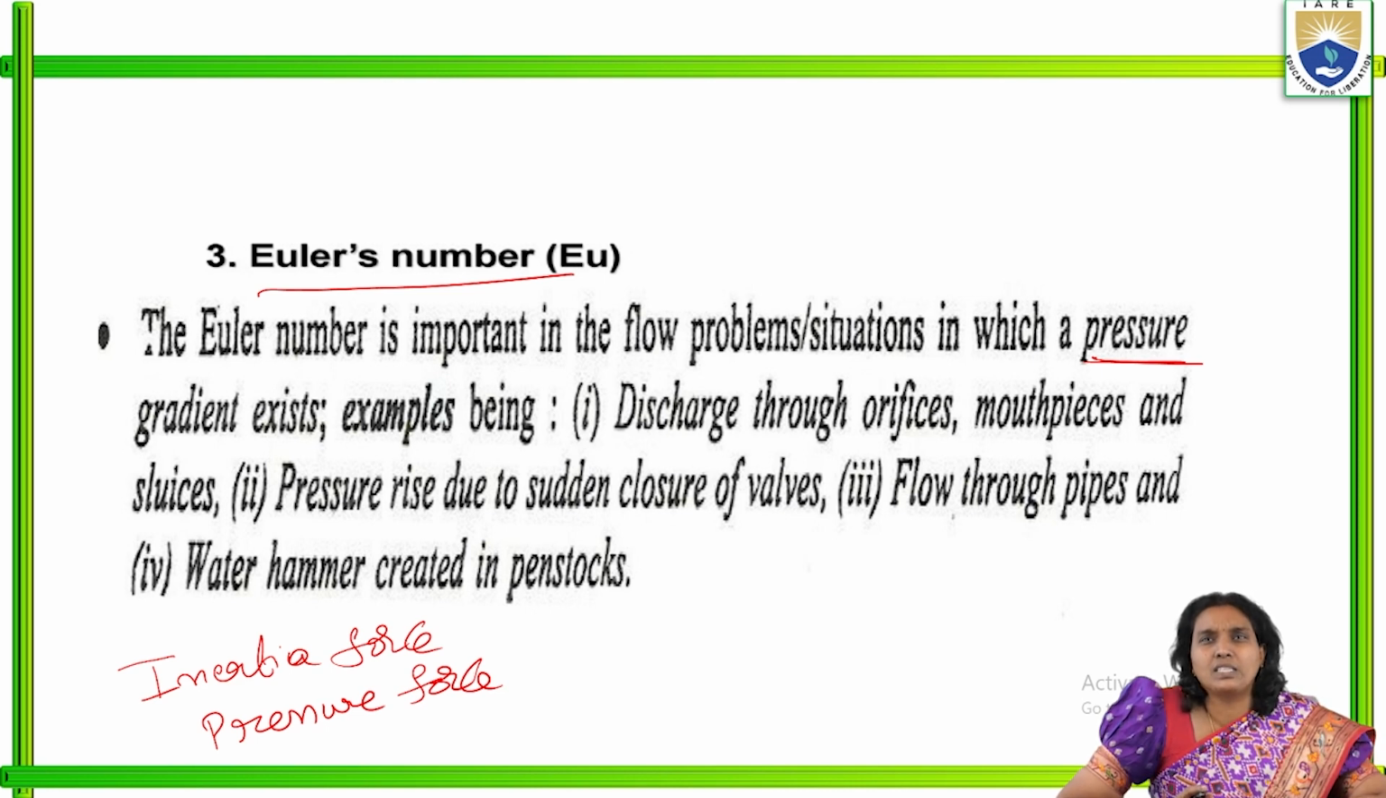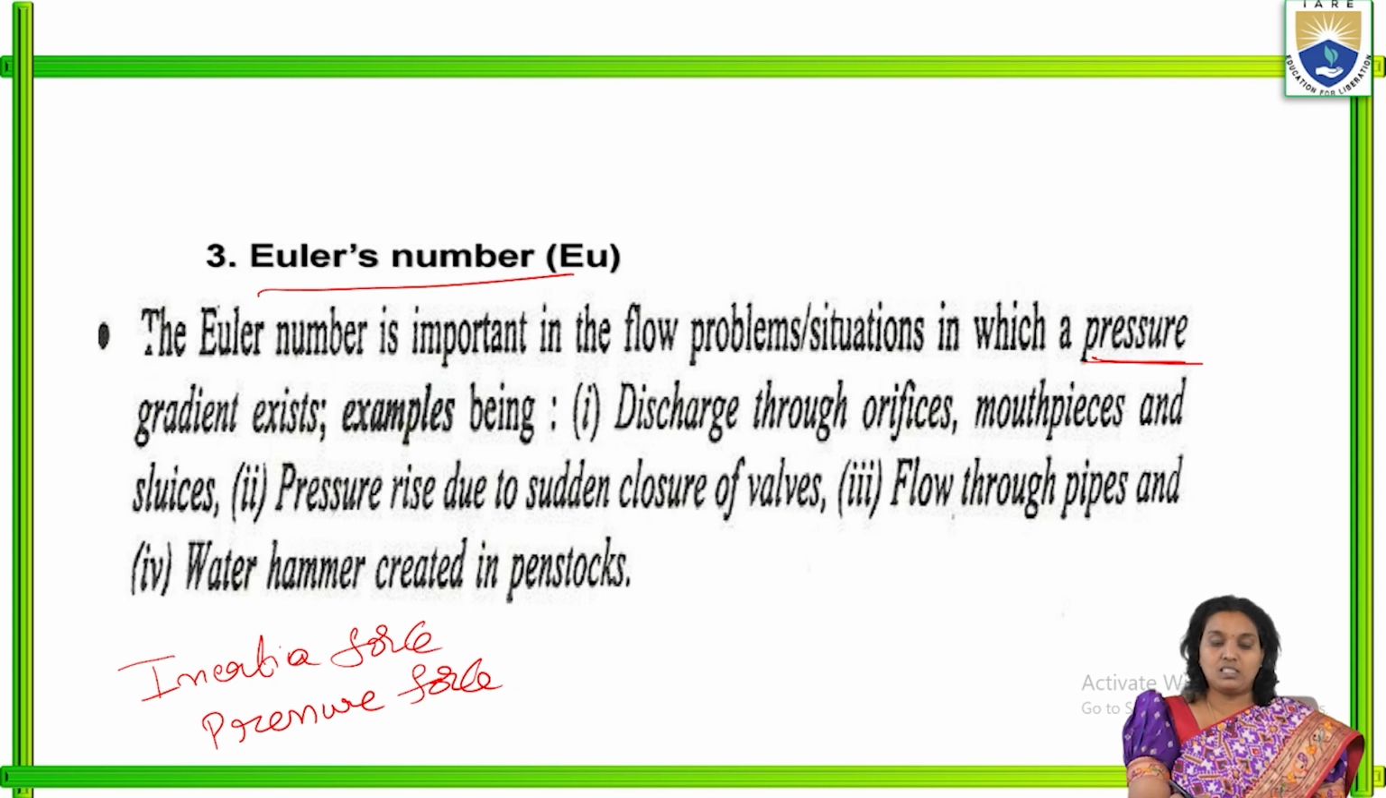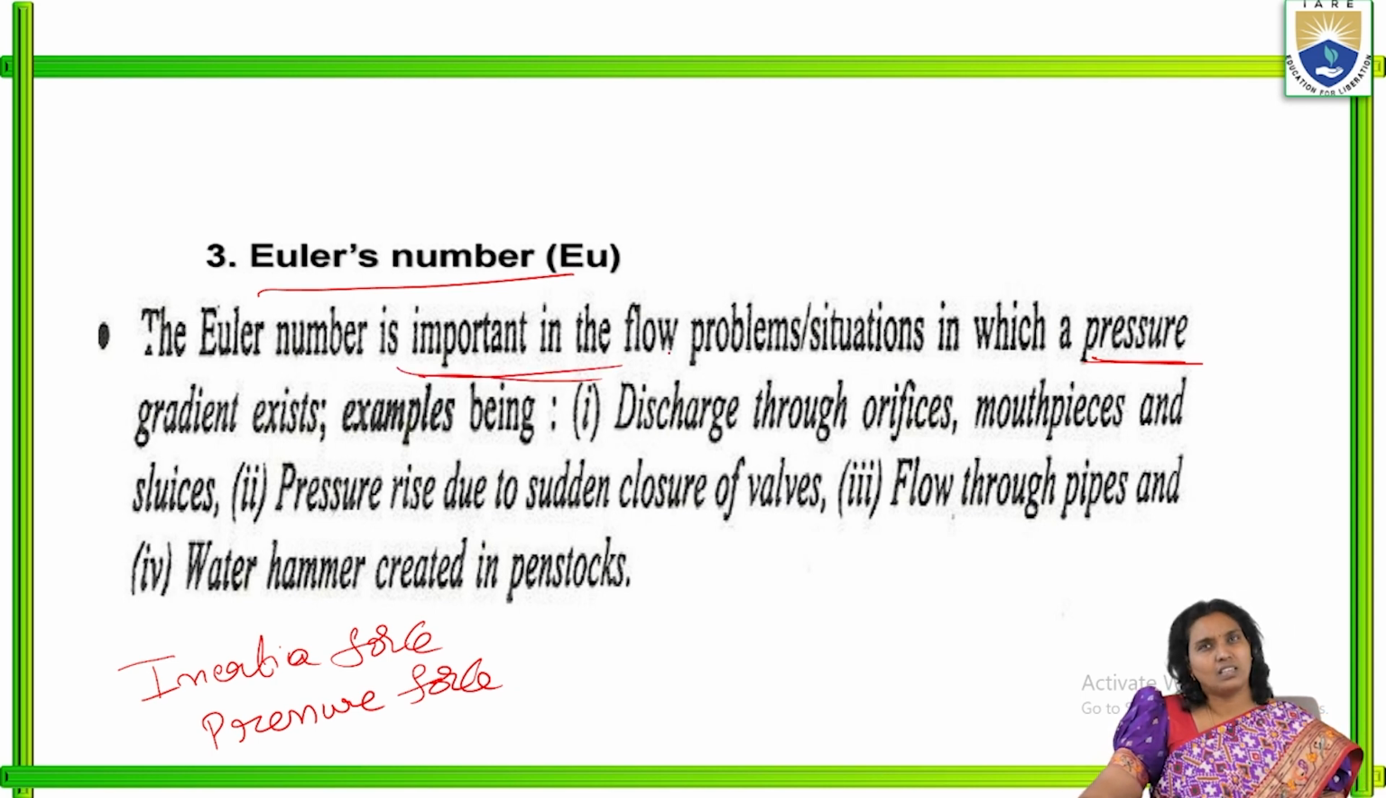The Euler number is important in flow situations in which a pressure gradient exists. For example, discharge through orifices, mouthpieces and sluices. The next one is pressure rise due to sudden closure of valves, flow through pipes, and water hammer created in penstock. So these are the most important situations for Euler's number.